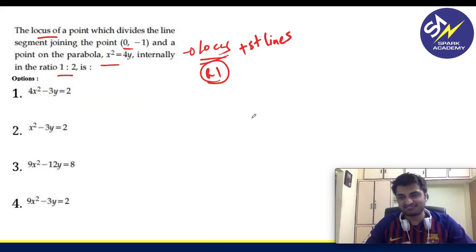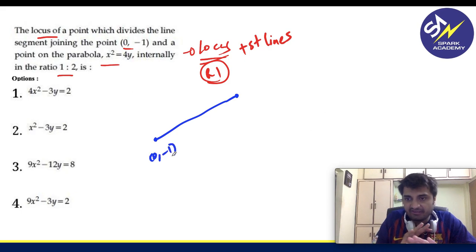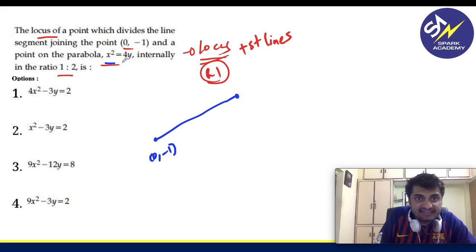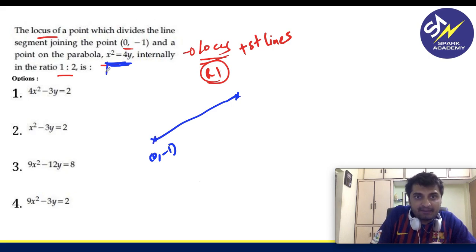Now look at this, guys. This is very simple. It's a locus question actually. The locus of a point which divides the line segment joining. So let me draw a line segment. One point is 0, minus 1. Okay, perfect. The other point they said is lying on the parabola, right? So what I will do is, they are saying it's lying on the parabola, right? So lying on the parabola means what?